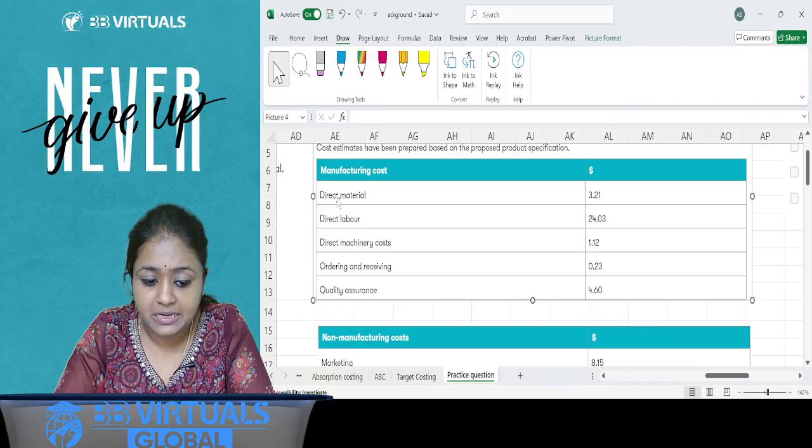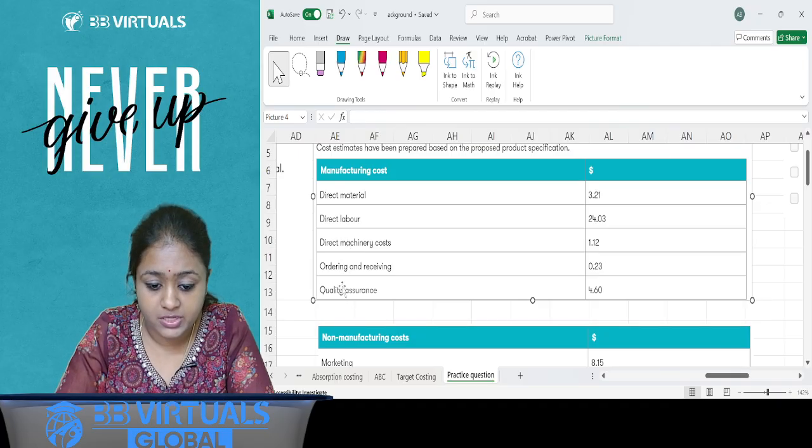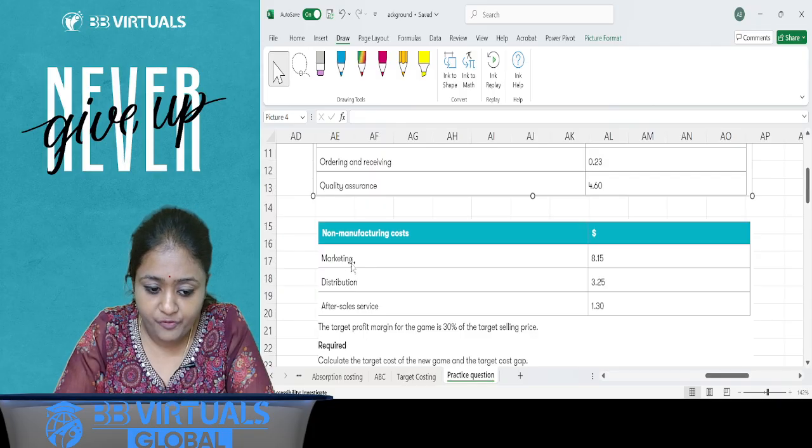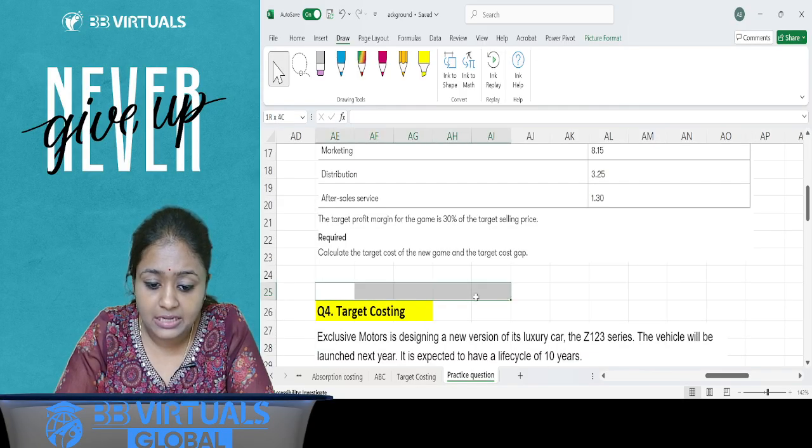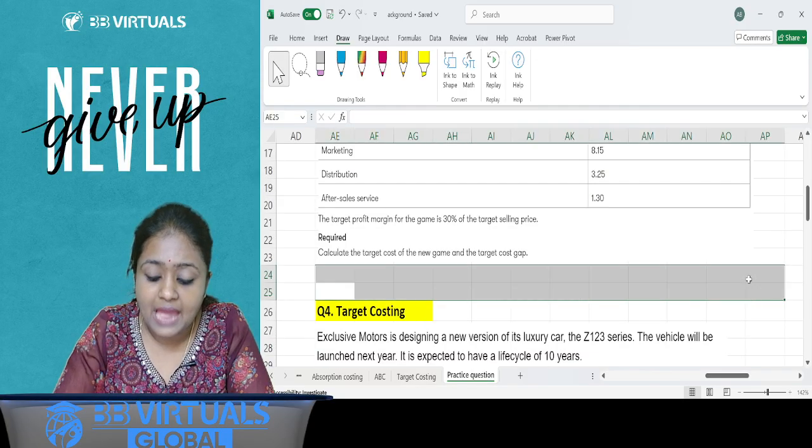Manufacturing cost: direct material, direct labor, direct machinery cost, order and receiving cost, quality assurance cost. These are the non-manufacturing costs like marketing, distribution, after sales services. Target profit margin of the game is 30% of the target selling price. Calculate the target cost gap and the target cost.